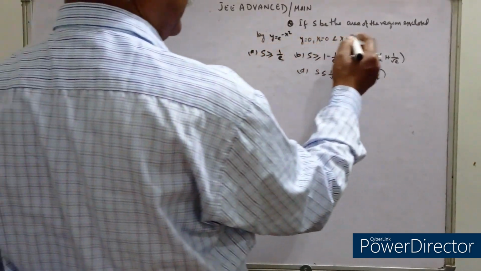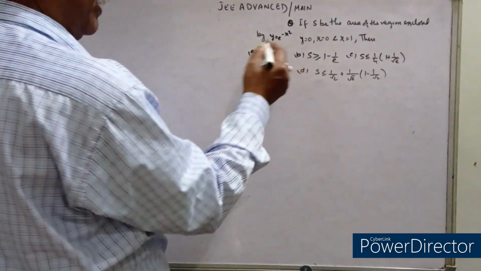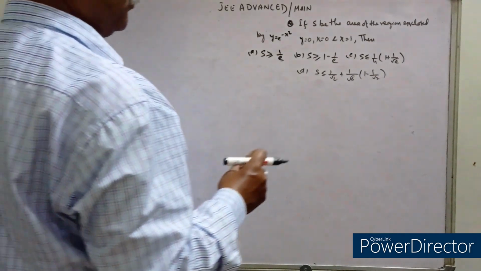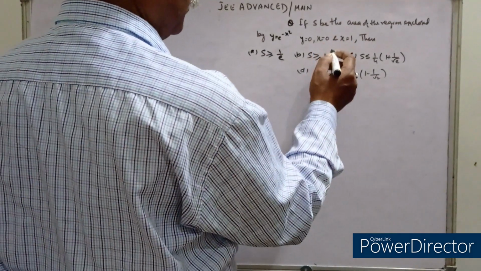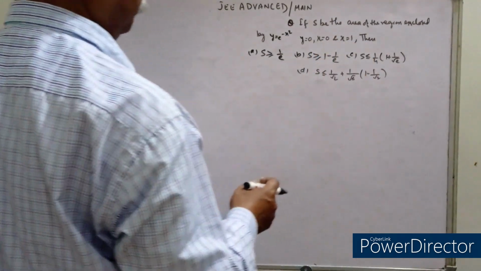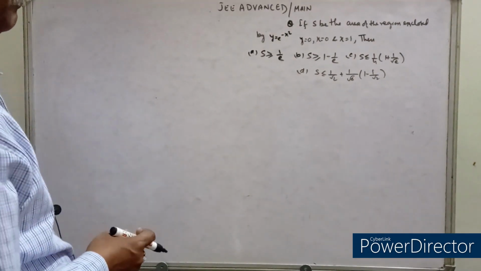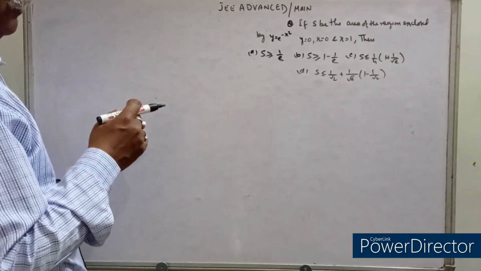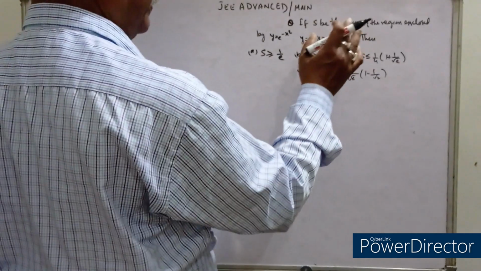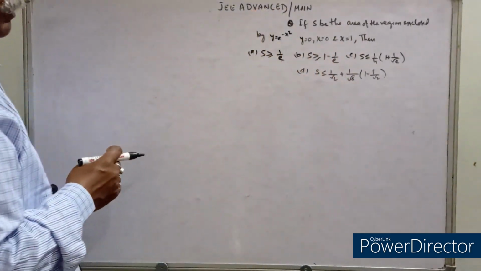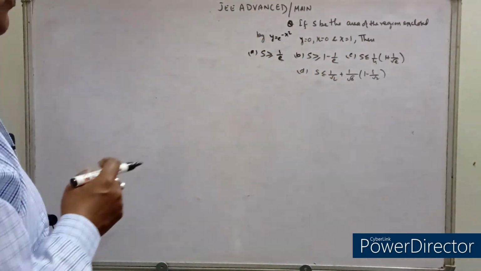Now, today, let S be the area of the region enclosed by y equals e to the power of minus x square, y equals 0, x equals 0 and x equals 1. So here the options are given. First of all, to find out the area we go for integration.